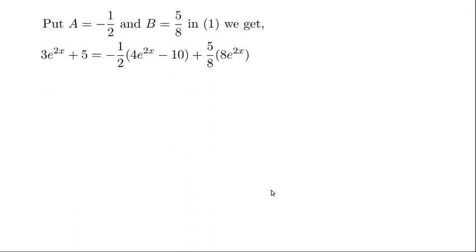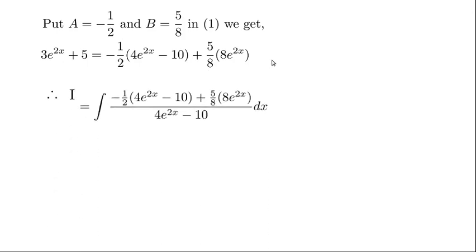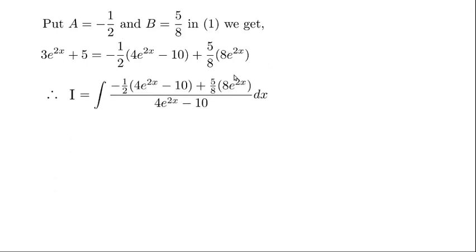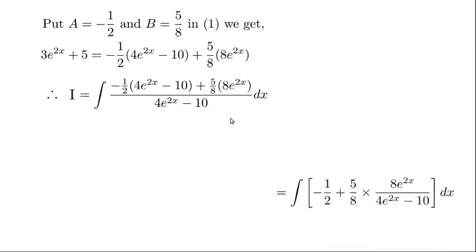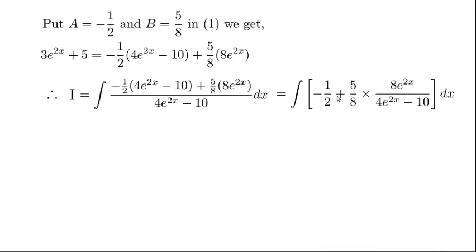So we get 3 e raised to 2x plus 5 equal to minus 1 by 2 times 4 e raised to 2x minus 10 plus 5 by 8 times 8 e raised to 2x. Of course, it is very tempting to cancel, but don't cancel this, because this whole lot is the derivative of this. Now separately divide. It gives minus half plus 5 by 8 times 8 e raised to 2x upon 4 e raised to 2x minus 10 times dx. Now take separate integration.